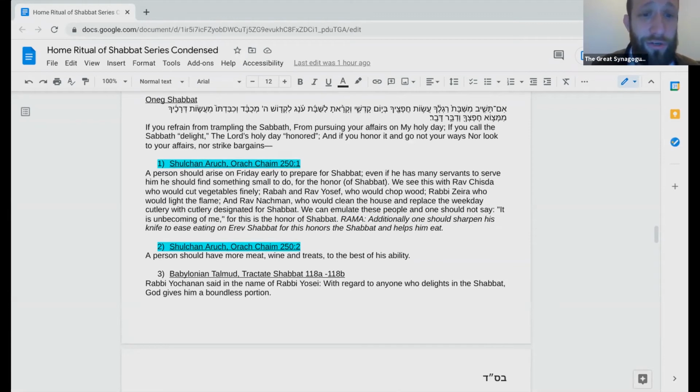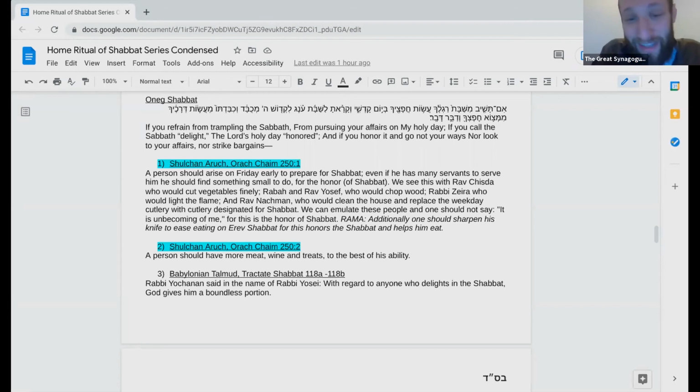Shulchan Aruch: a person should arise on Friday early to prepare for Shabbat. Even if he has many servants to serve him, he should find something small to do for the honor of Shabbat. We see this with Rav Chisda, who would cut vegetables finely, Rabbah and Rav Yosef, who would chop wood, Rabbi Zera, who would light the flame, and Rav Nachman, who would clean the house and replace the weekday cutlery with the cutlery designed for Shabbat. We can emulate these people, and one should not say, "It is unbecoming of me," for this is the honor of Shabbat. Ramah, additionally, one should sharpen his knife for the ease of eating on Shabbat, for this honors the Shabbat and helps him eat.